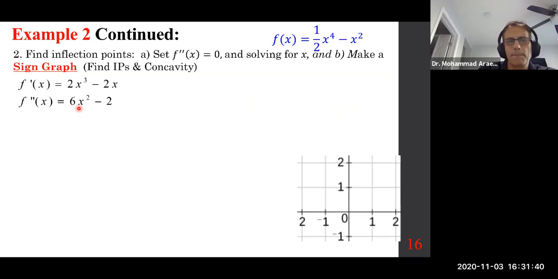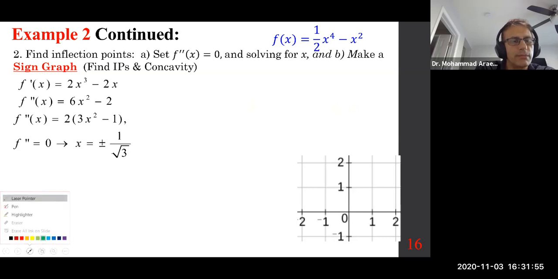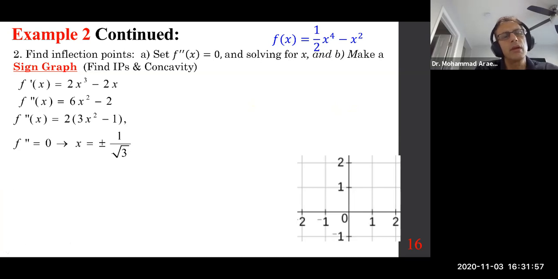3x squared minus 1, my apologies. 2 times 3x squared minus 1. And x is plus minus 1 over square root of 3. So when you take out the 2, 3x squared minus 1, 3x squared equals 1. This means 3x squared equals 1. X squared equals 1/3. And so x is plus minus the square root of that. So those are the inflection points.